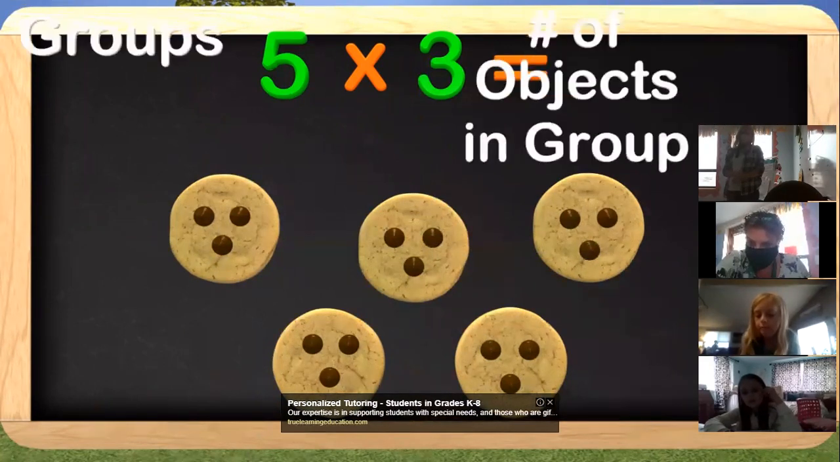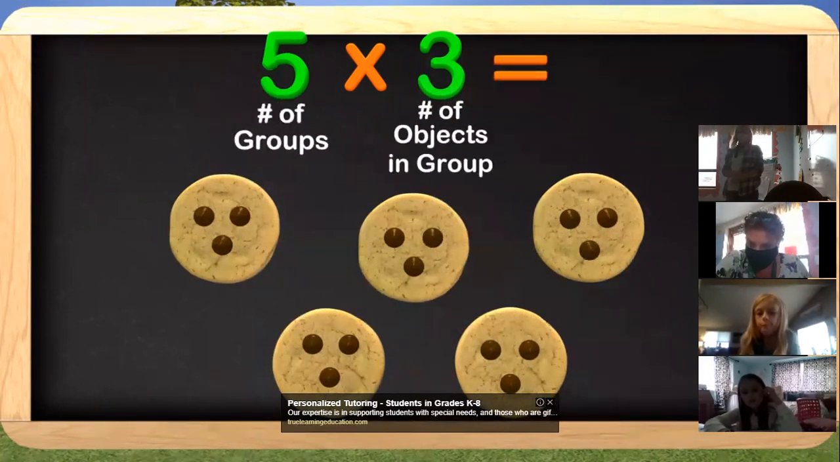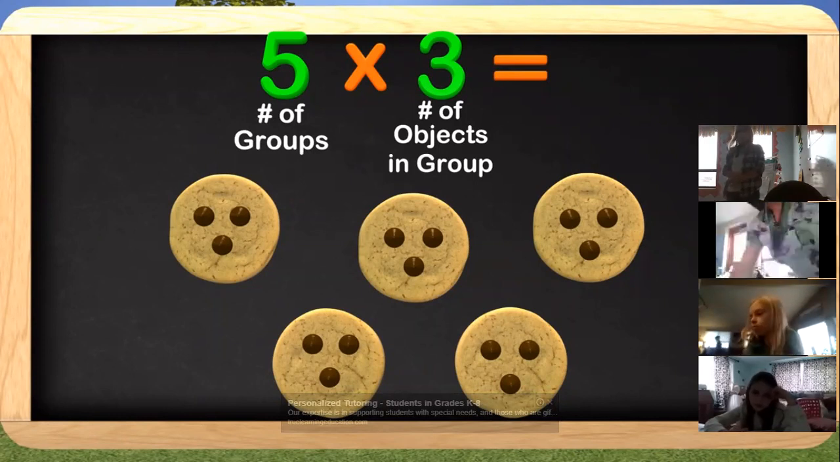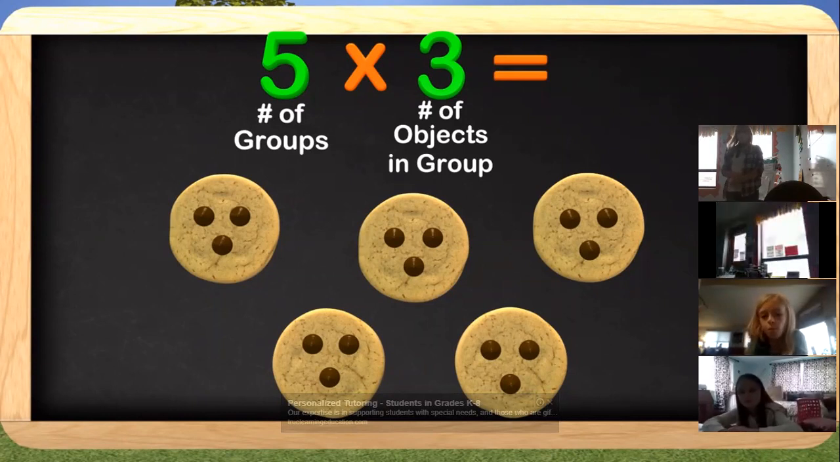do this. When multiplying, we can look at the 5 as being the number of groups, and the 3 as the number of objects in the group. These cookies show this concept. There are 5 cookies, and they are the number of groups. On each cookie, there are 3 chocolate chips, and they are the number of objects in each group. Can you please tell me how many chocolate chips there are in all?